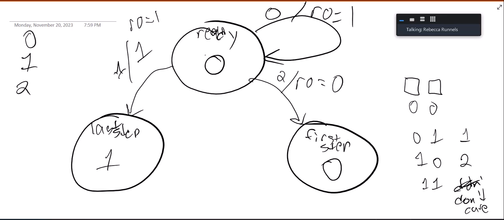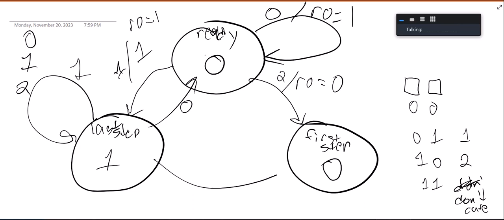If you're in the idle state, your 3 possibilities are: you return to the idle state, you go to the state where you say, I'm going to be done after the next one, or you go to the state that says, I've got another clock cycle to go. If you're in state 1, if you receive a 0, you go back to the idle state. If you receive a 1, you go back to this state. And if you receive a 2, you go to this state.